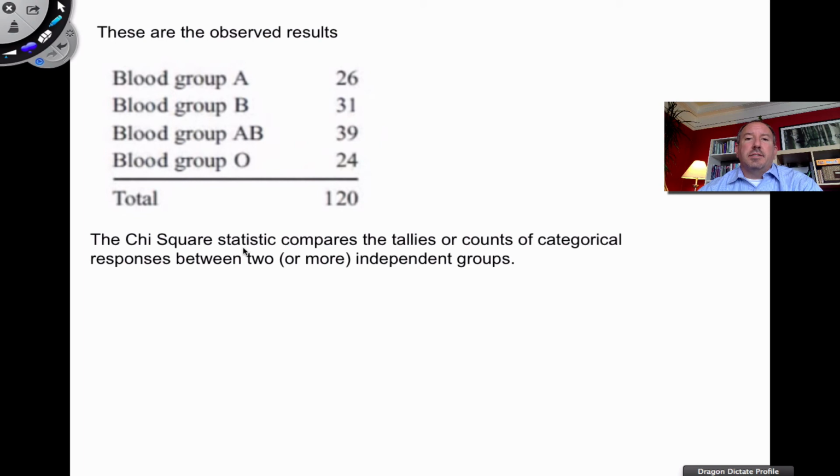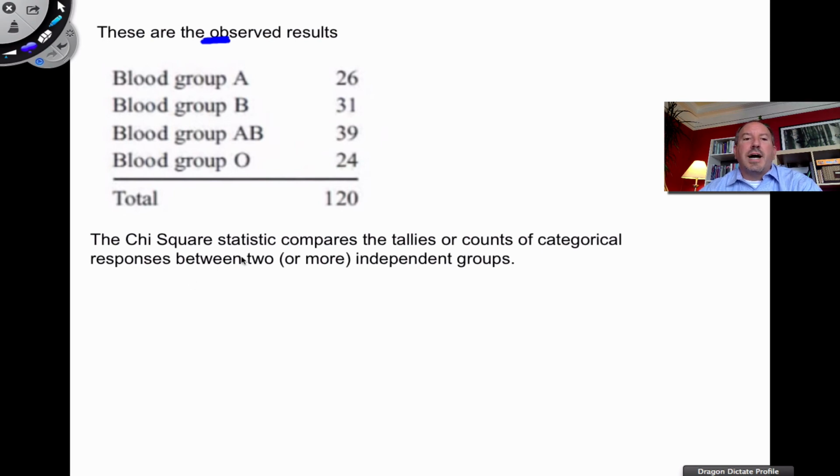120 in this sample population. So we're sampling this group, and there are 120, and these are the numbers. 26 of them have A blood, 31 have B blood, 39 have AB, and 24 have O blood. Okay, out of the 120. Now, these are the observed. Okay, so that's observed.